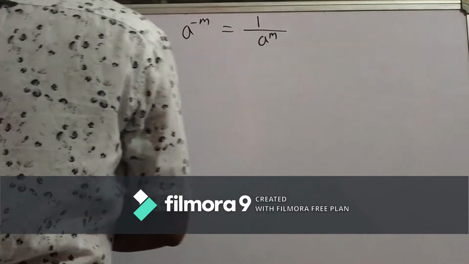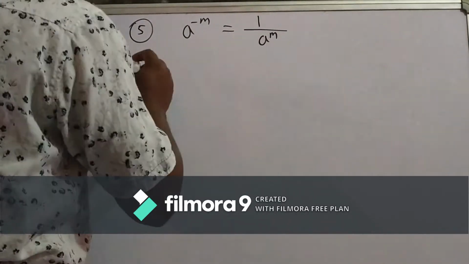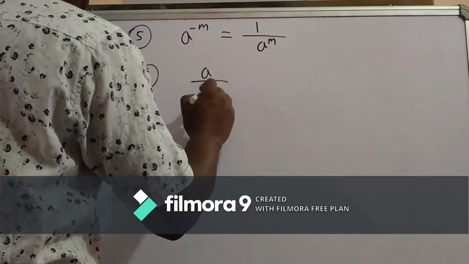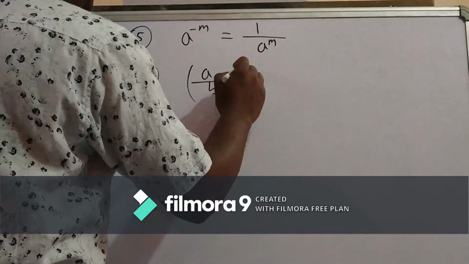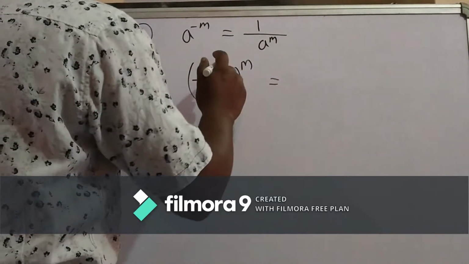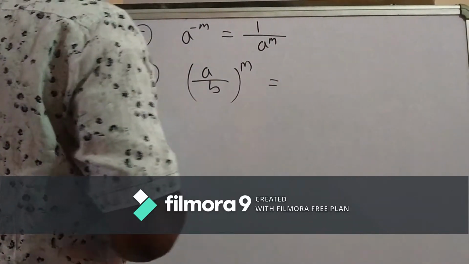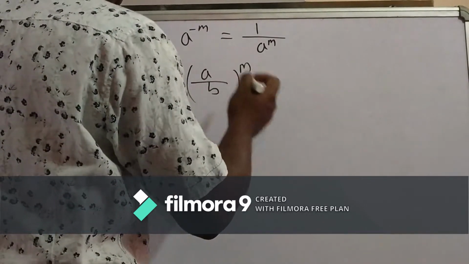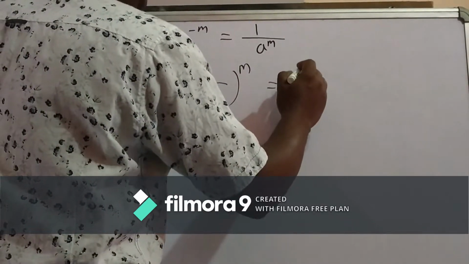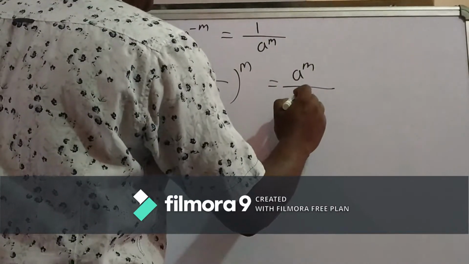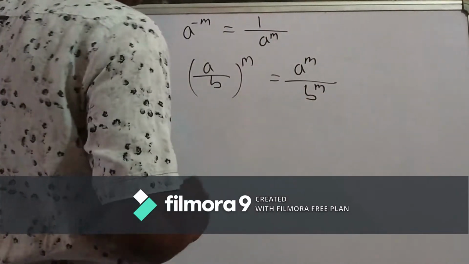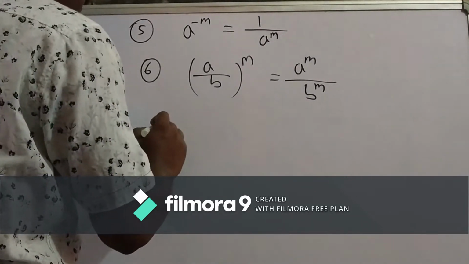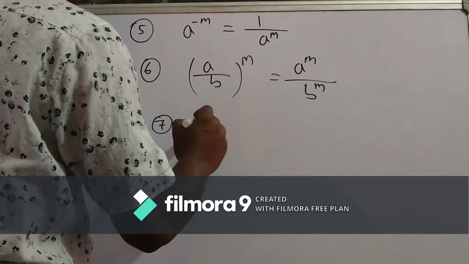Sixth one is, suppose (a/b) to the power m. Here the whole power is given. In the formula, we can separate the power. We can write a to the power m divided by b to the power m. Understood?